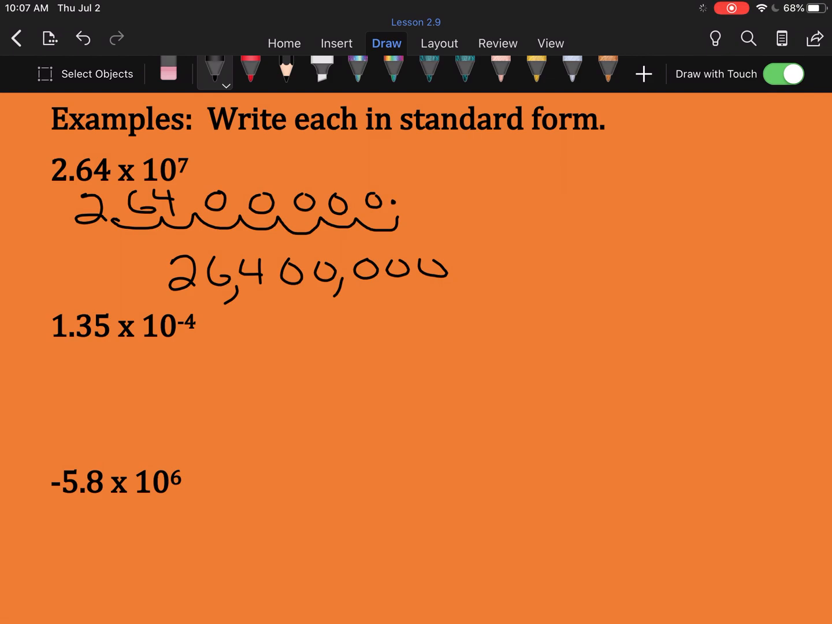1.35 times 10 to the negative 4. So we know we're moving the decimal point 4 times because the exponent is a 4. Since it's negative, we're going to move it in the negative direction, which is left. So that's this way. So 1, 2, 3, 4. Again, fill in your holes with zeros. So this is 0.000135.